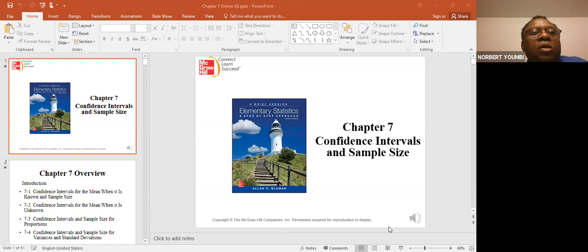In chapter 8, we are going to learn about hypothesis testing. We will skip chapter 9 and go to chapter 10 to learn about making predictions.